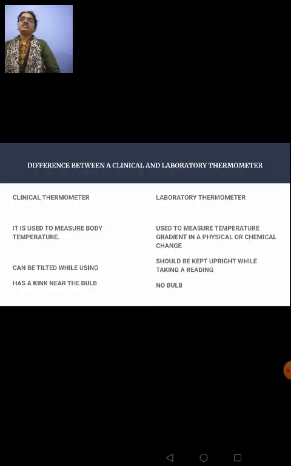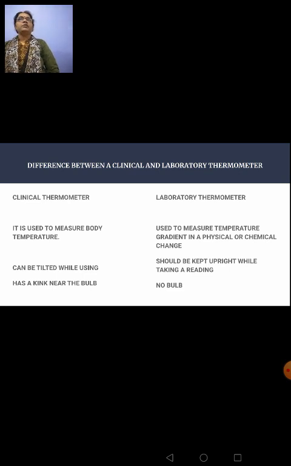Next, what are the differences between a clinical thermometer and a laboratory thermometer? A clinical thermometer is used to measure your body temperature. A laboratory thermometer is to measure the temperature of different objects that undergo a physical or chemical change. So whenever there is a chemical change, a chemical reaction takes place, there will be a rise or fall in temperature. To note that down, we use that thermometer.